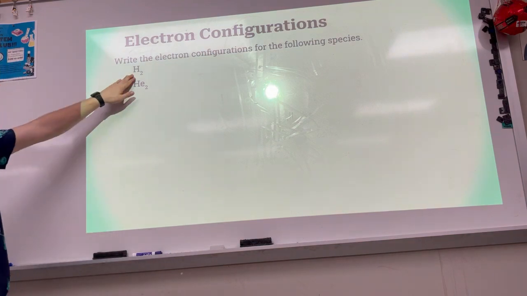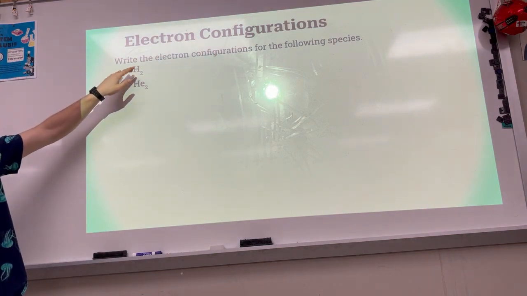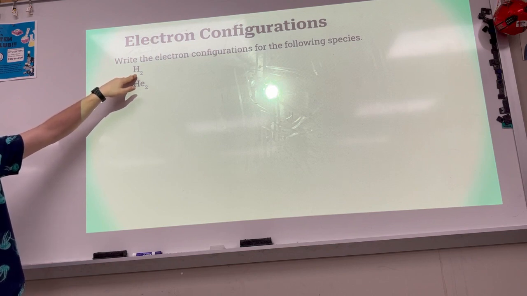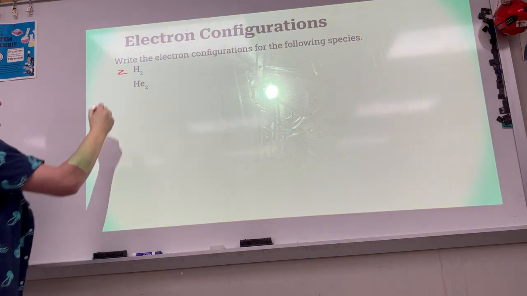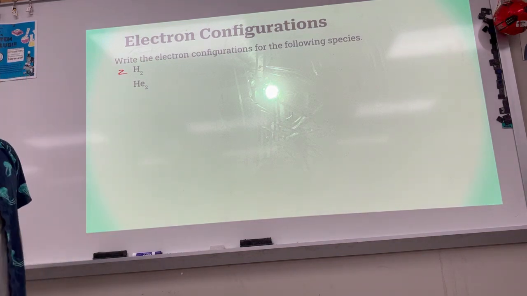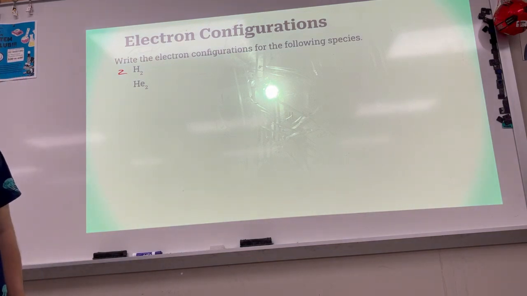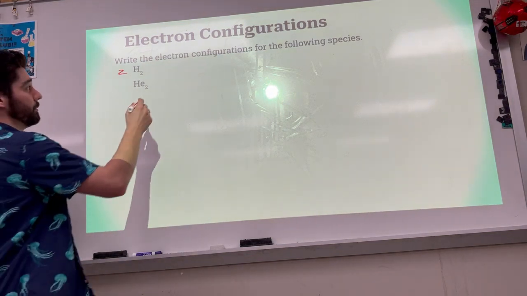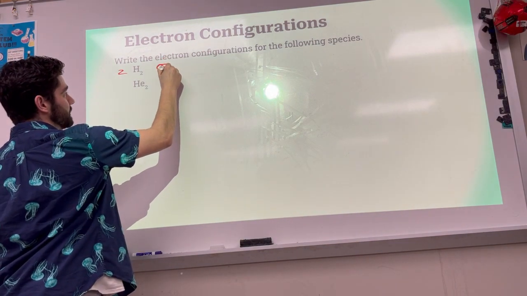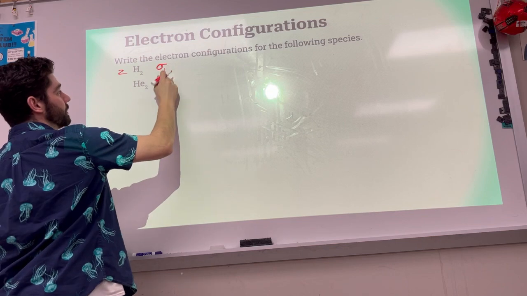So if I have H2, how many valence electrons are we dealing with in that molecule? Two. A little side note, two. The question is, what molecular orbitals are they in? Sigma. Specifically, a sigma 1s is how we'll label it. So for the electron configuration, we're just going to put sigma 1s as a subscript.